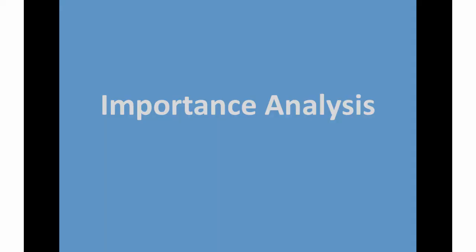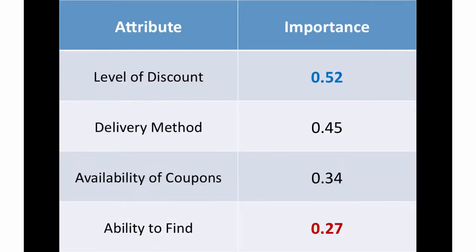All right, so now we're going to move on to the importance analysis and see what people find important when using coupons. Here we go. This is, like I said in the executive summary again, not good. The level of discount is the most important, and we are not doing well in that. The delivery method, that's up there too. And the least important is the ability to find the coupon. People don't really see that as an issue right now.